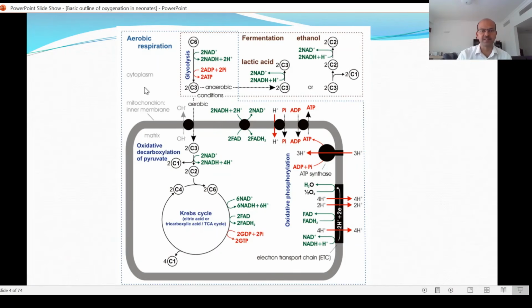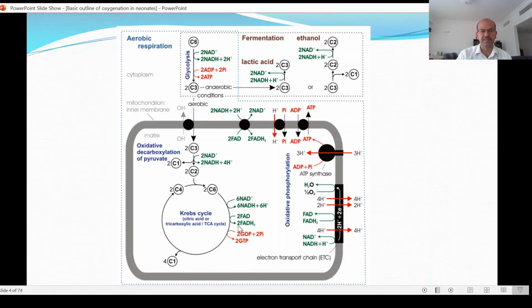I know it's a bit intense, but I'll keep it brief. We don't need to go into the full details of the cycles. So when we have aerobic respiration, it starts with the glucose, which undergoes glycolysis, and we have the 2 pyruvate produced. The pyruvate under aerobic conditions goes into the mitochondrion and converts to acetyl-CoA by decarboxylation. Acetyl-CoA is the starting point of the Krebs cycle, or citric acid cycle, or tricarboxylic acid cycle.